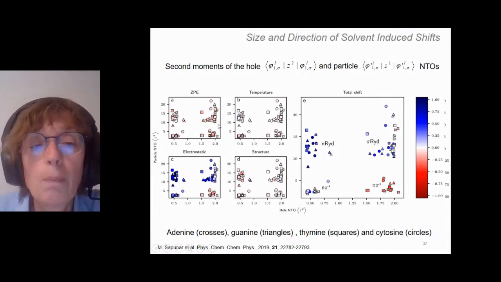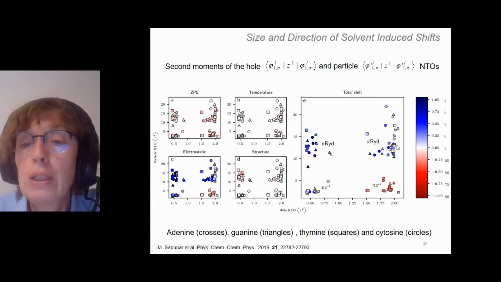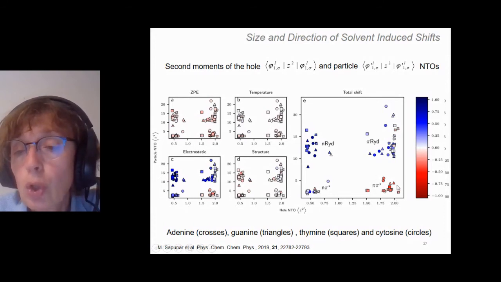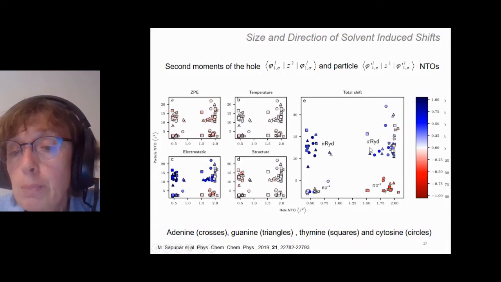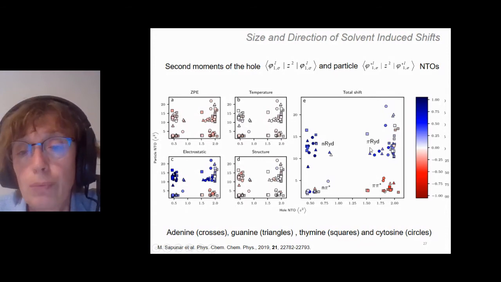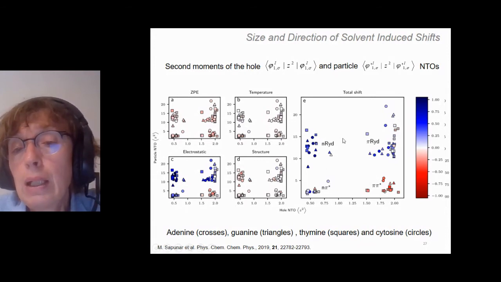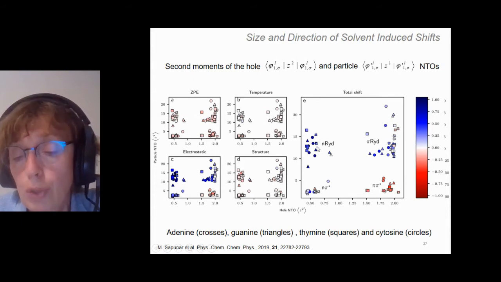When you combine the four separate contributions in a total shift, you can see that pi star states of all nucleobases are redshifted, while n pi star states, n Rydberg and pi Rydberg states are mostly blue shifted. And mostly the n Rydberg states are blue shifted.